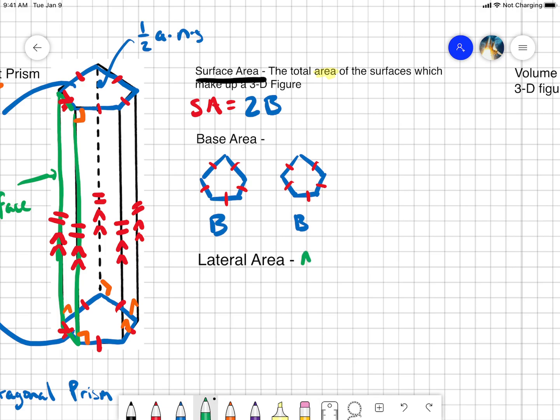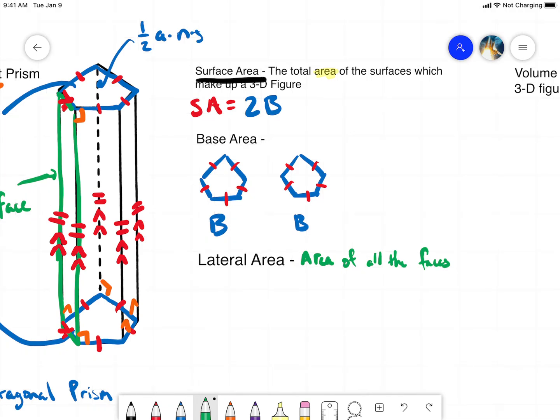This is the area of all the faces. This is the area of all the faces. And we're going to use L to write this.